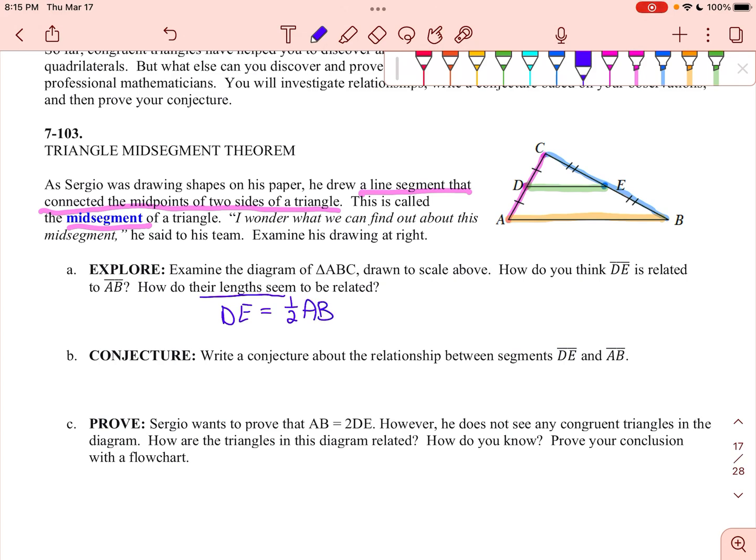We can also look at this like, if I take two DEs, it's the same thing as AB, okay?